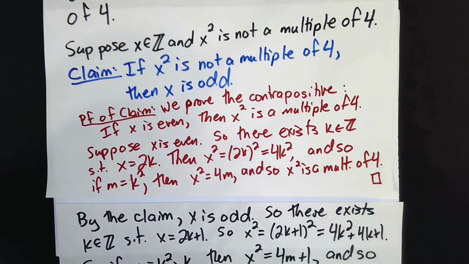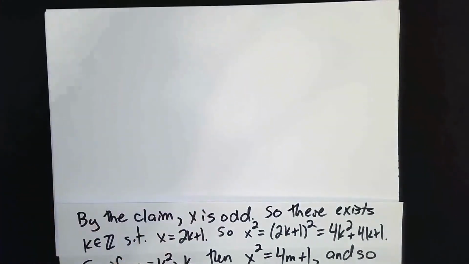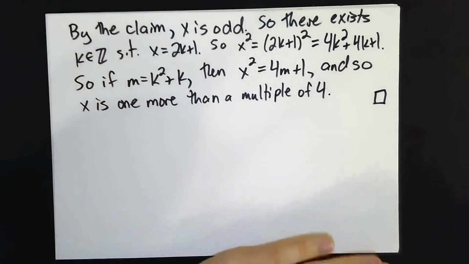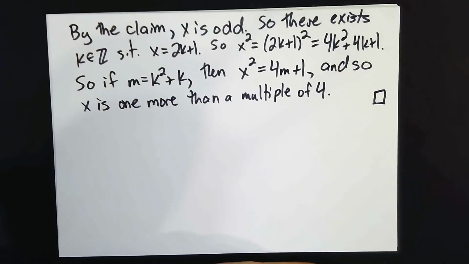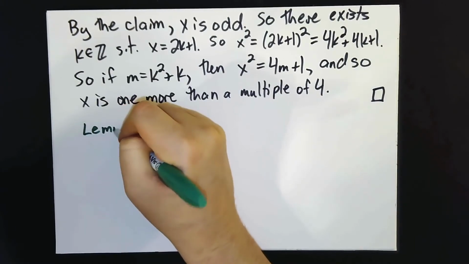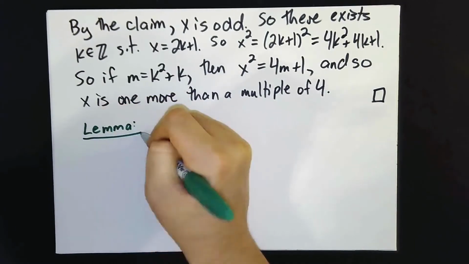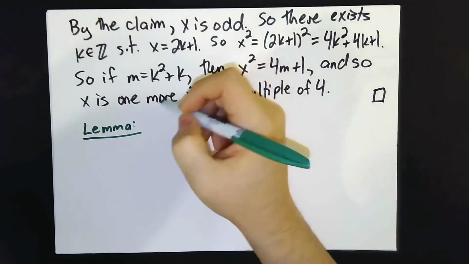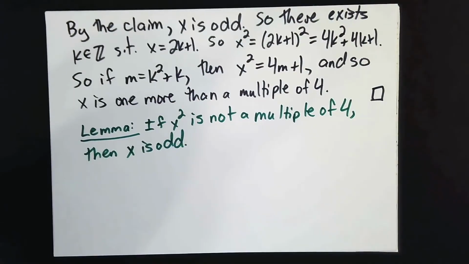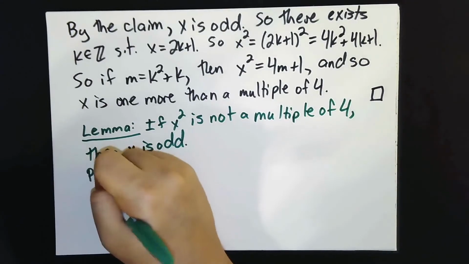I want to point out an alternate structure here, which is one you'll often see in textbooks, but not one I anticipate that you'll use yourself a lot in your homeworks. But the alternate structure is to write what's called a lemma. And so the lemma would be something like the claim that we did in the previous example. And so it would be something like this. If x squared is not a multiple of 4, then x is odd.